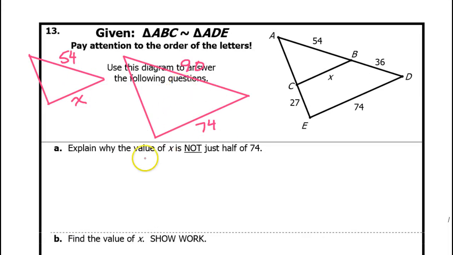All right. Explain why x is not simply half of 74. Well, anyone who thought that x would be half of 74 would be thinking about the mid-segment theorem, where if point C and point B were midpoints, then the mid-segment would be half of the parallel side. However, you see that we have 54 and then we have 36. So right away, point B is not a midpoint. So we cannot use the mid-segment theorem.